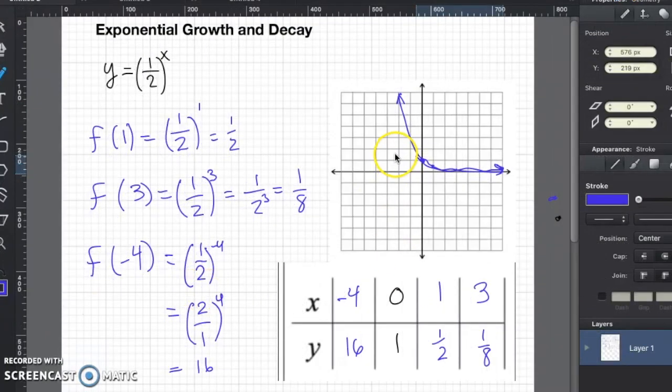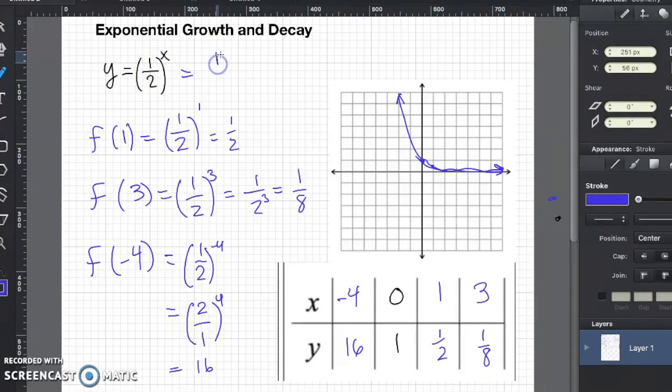So if we think about this result, it kind of makes sense, right? If we expand this out, let's see here. We have 1 to the x power over 2 to the x power. Well, anything to the 1 power is just always going to result in a 1.